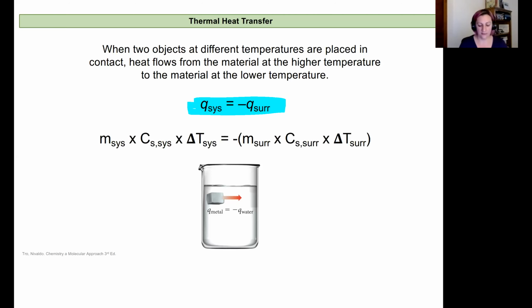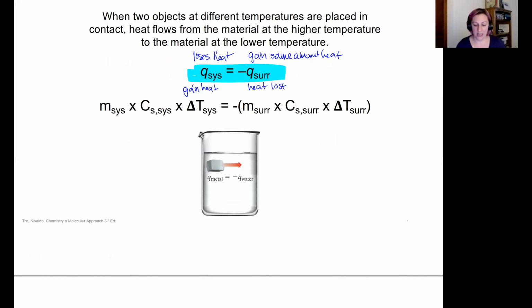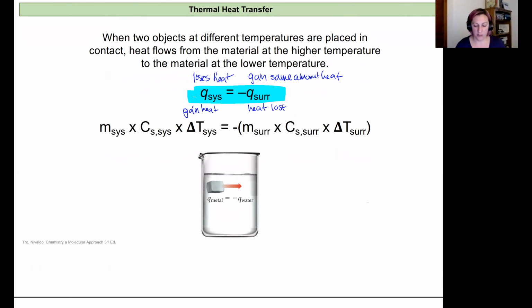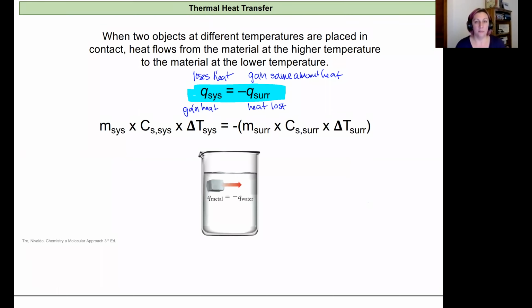Or if my system loses heat, my surroundings will gain the same amount of heat. And we don't have to worry about a loss of heat. Or if I gain heat in my system, it'll equal the amount of heat lost by the surroundings. And so we can actually learn quite a bit about more complicated systems with this equality in mind.